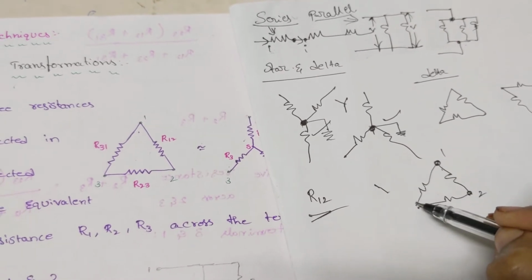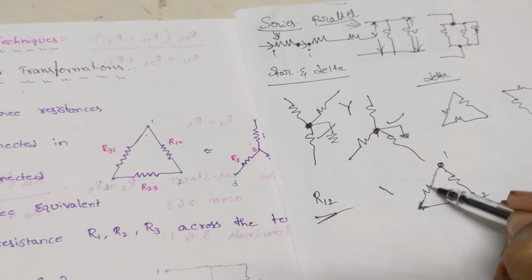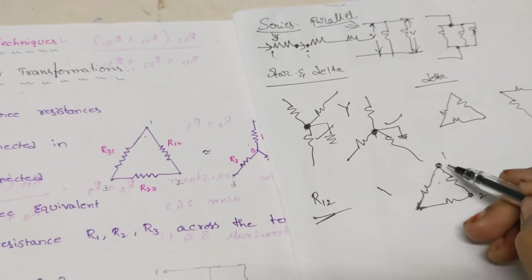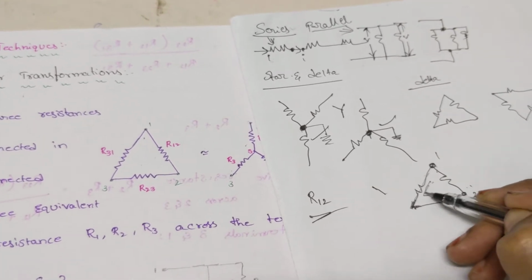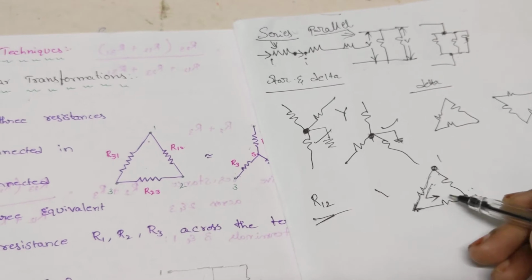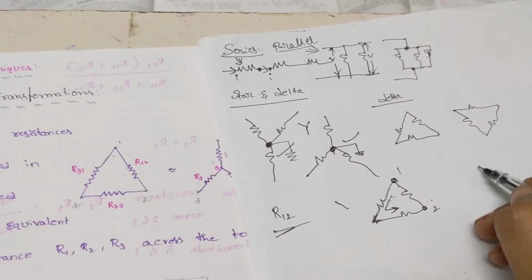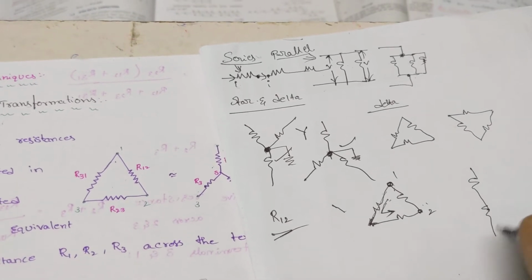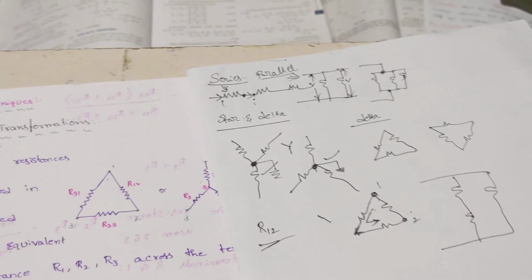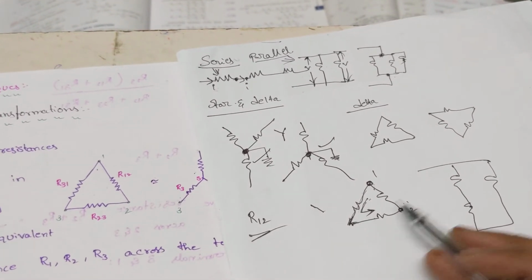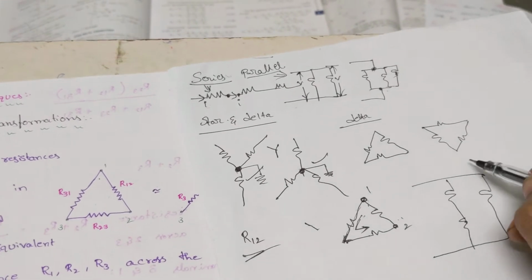That means this node will be common. I am not talking about these three elements right now; I am talking about these two elements. How are these two elements connected? They are connected in series. Can I redraw this like this? These two elements are in series, and that portion is in parallel with my node 1 and node 2.